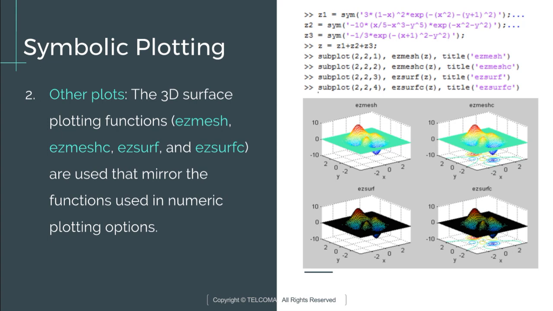There are various other plots. The 3D surface plotting functions like ezmesh, ezmeshc, ezsurf, and ezsurfc are used that mirror the functions used in numeric plotting options. I have drawn the figure, that is 4 sub-figures in the same figure window for all these functions.